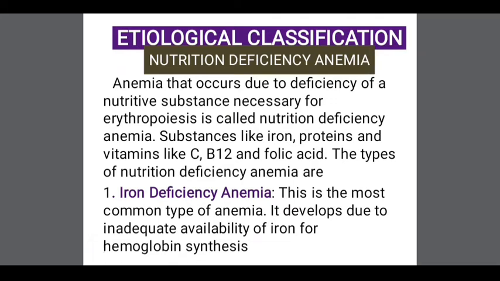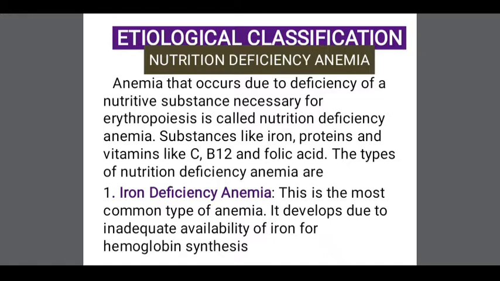Now let's look at nutrition deficiency anemia, which is the first type of anemia under etiological classification we're going to be looking at today. Nutrition deficiency anemia is anemia that occurs due to deficiency of a nutritive substance necessary for erythropoiesis. So we see substances like iron, proteins, and vitamins like vitamin C, vitamin B12, and folic acid. All these substances are necessary for erythropoiesis. Now let's look at the types of nutrition deficiency anemia.